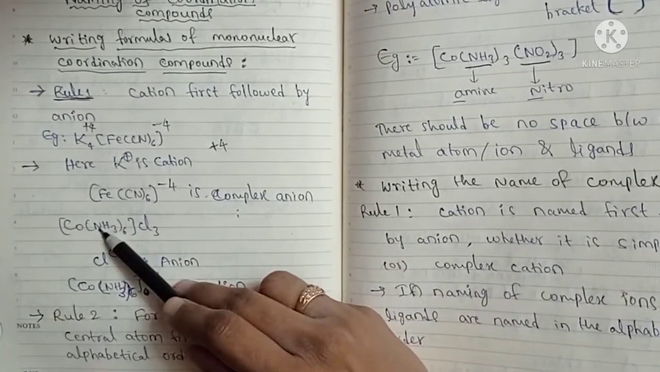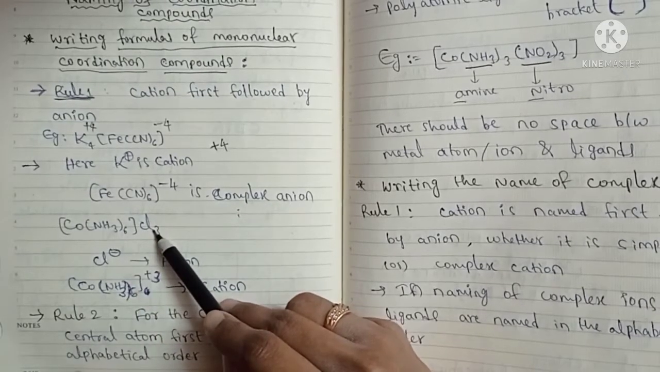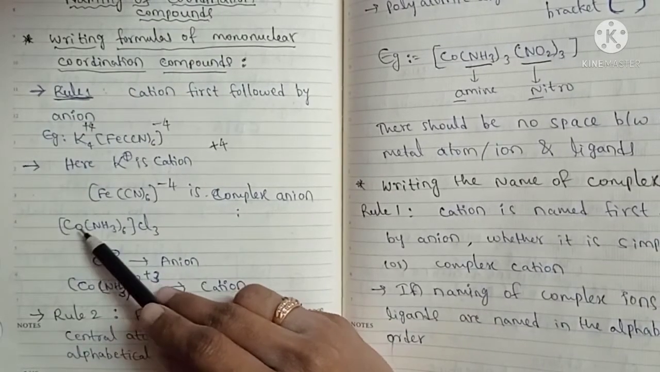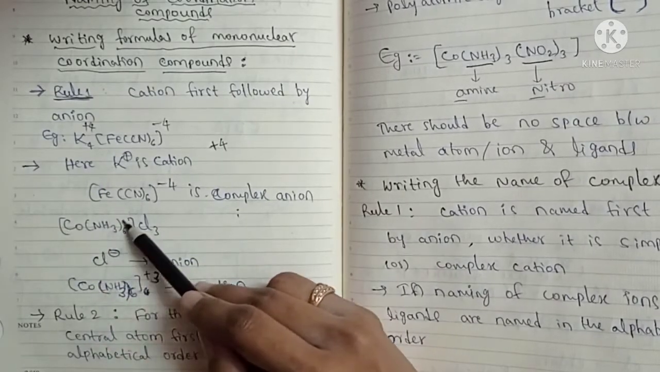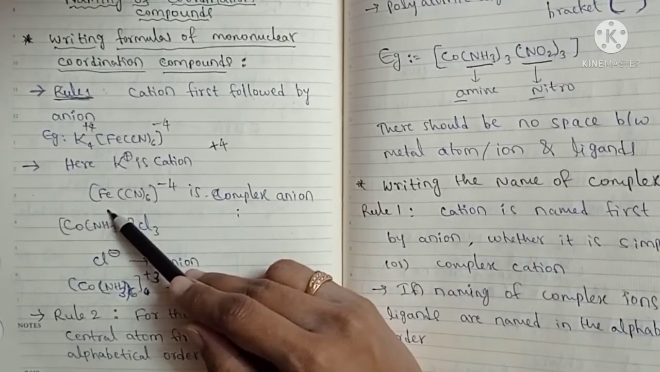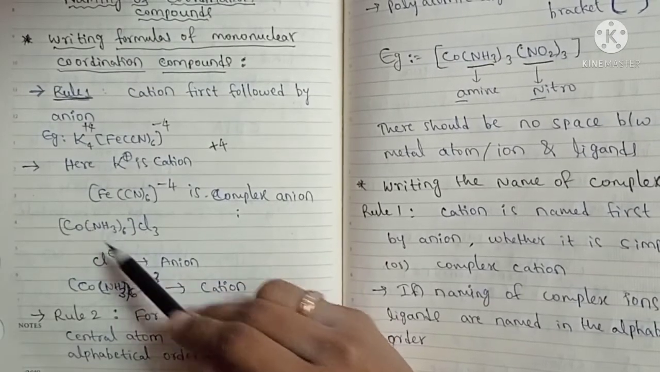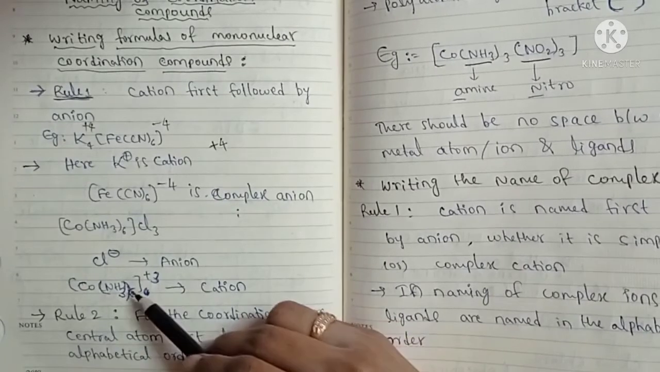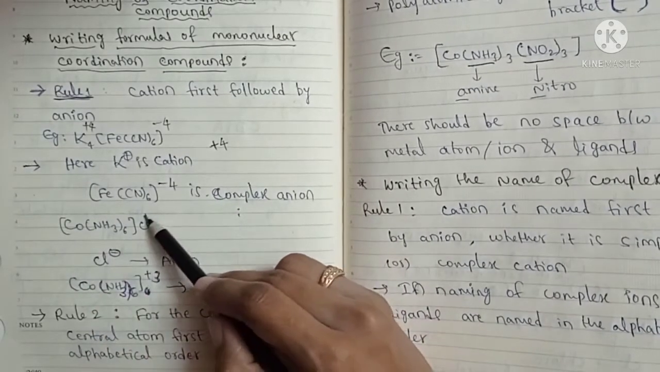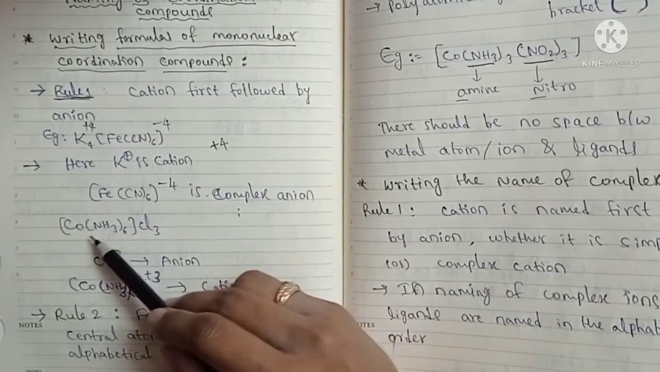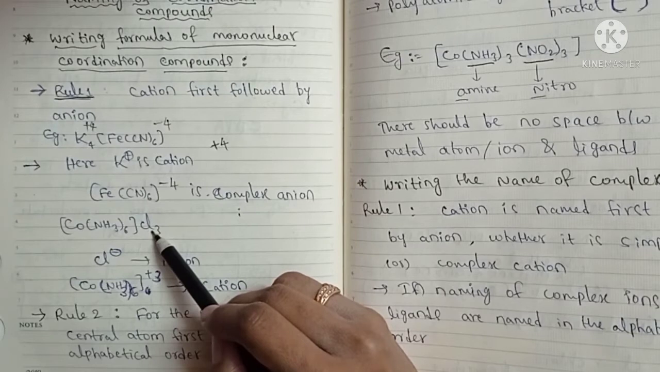And here, [Co(NH3)6]Cl3. We have written this part first. This is the complex cation, because it is not simple, it is complex in nature. That's why we call it the complex cation. Here this is the cationic part and this is the anionic part. In the formula we first write the cation and then the anion.